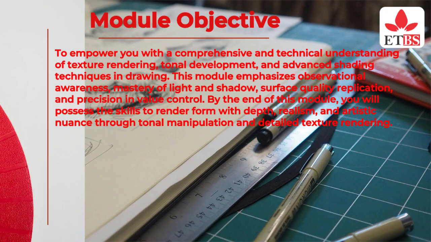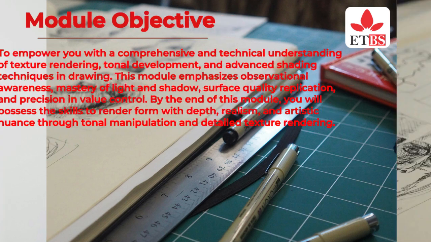Module Overview. To empower you with a comprehensive and technical understanding of texture rendering, tonal development, and advanced shading techniques in drawing. This module emphasizes observational awareness, mastery of light and shadow, surface quality replication, and precision in value control. By the end of this module, you will possess the skills to render form with depth, realism, and artistic nuance through tonal manipulation and detailed texture rendering.